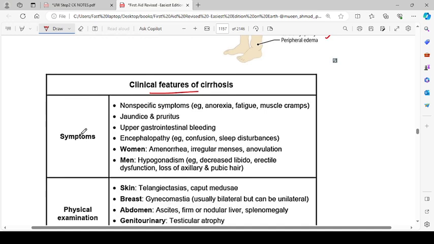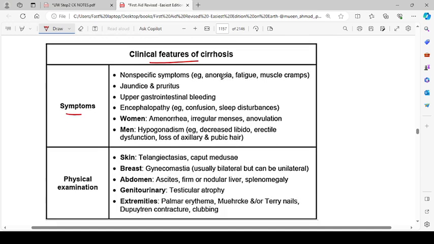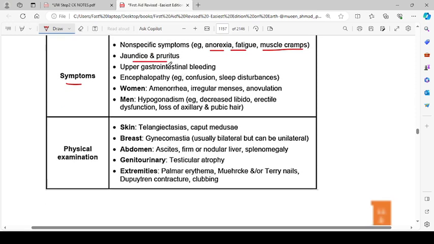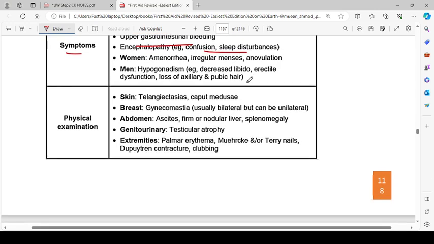The clinical features of cirrhosis: symptoms. The non-specific symptoms are anorexia, fatigue, and muscle cramps, jaundice and pruritus, upper gastrointestinal bleeding, and encephalopathy, for example, confusion and sleep disturbances. In women, amenorrhea, irregular menses, and anovulation can also occur. In men, hypogonadism, for example, decreased libido, erectile dysfunction, and loss of axillary and pubic hair will be present.